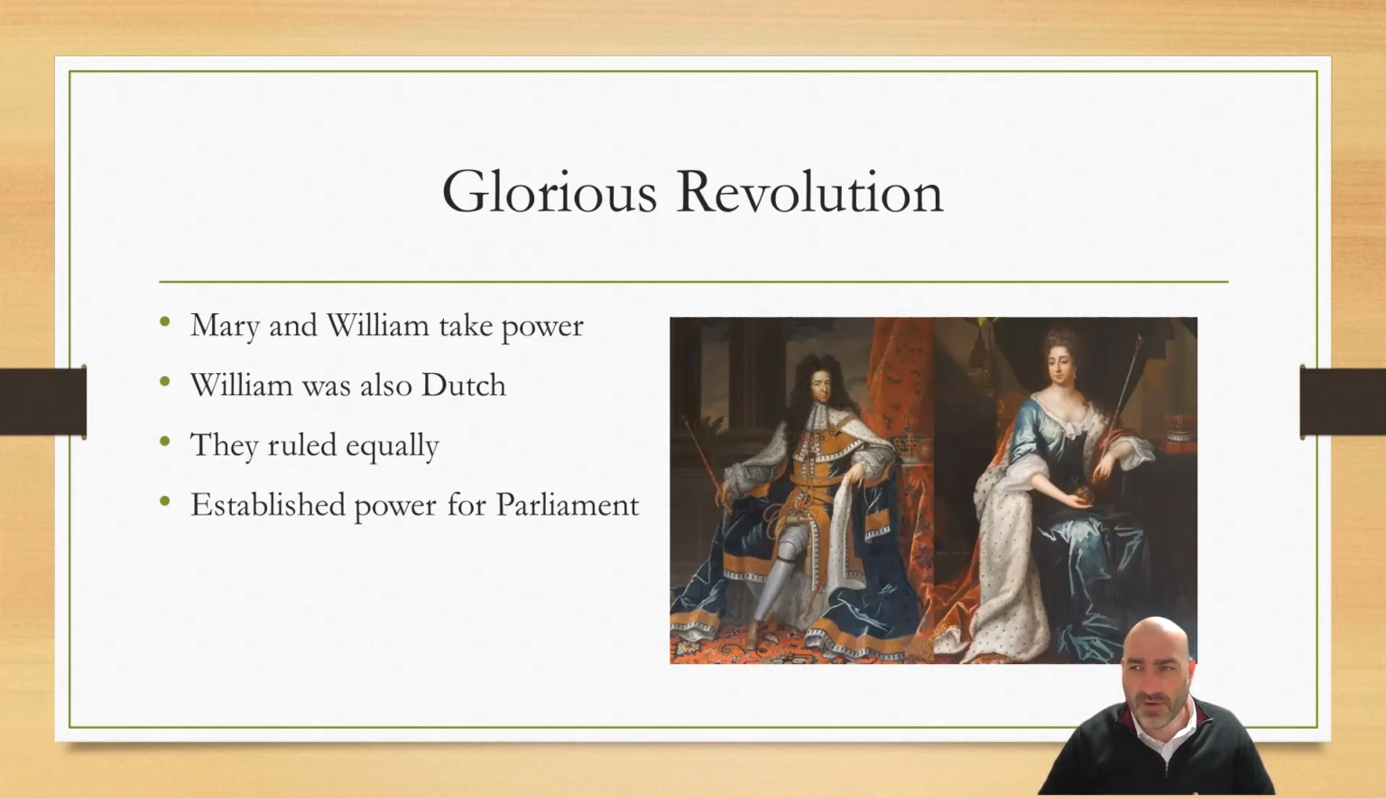What William and Mary did, they established Parliament's sovereignty, which basically meant that Parliament's authority and legitimacy were now fixed. They couldn't be removed or affected by a leader at all. And they also devised something called the Bill of Rights. The Bill of Rights created what we call a constitutional monarchy. And that made the so-called absolute monarchies a thing of the past.